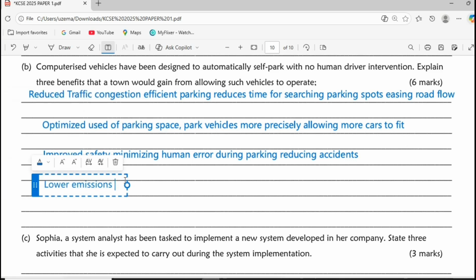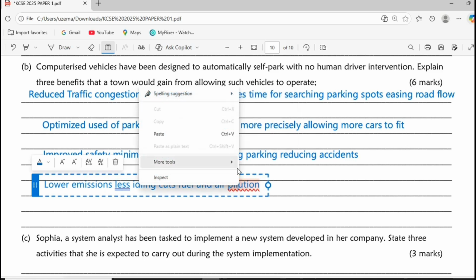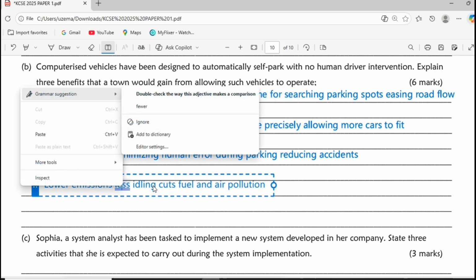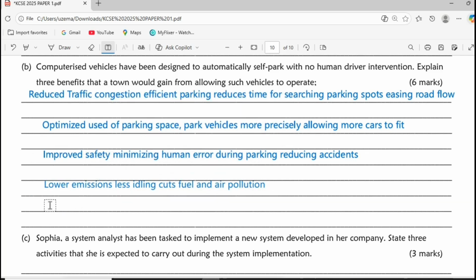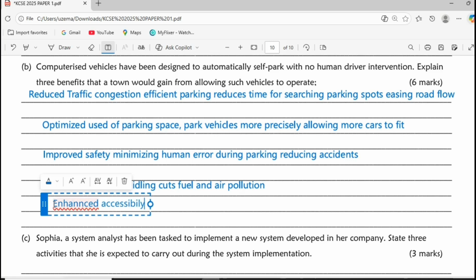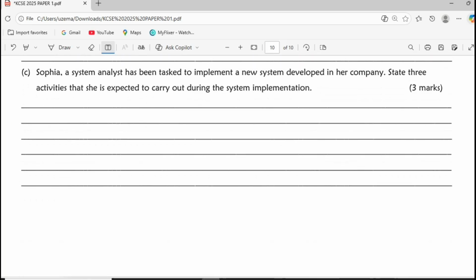And lastly, it also lowers emission, since there are fewer vehicles idling around in search of parking spots. Therefore there will be less emission, and it also cuts on fuel. These are some of the benefits that a town can gain from automatic self-park. We can also say that it enhances accessibility.